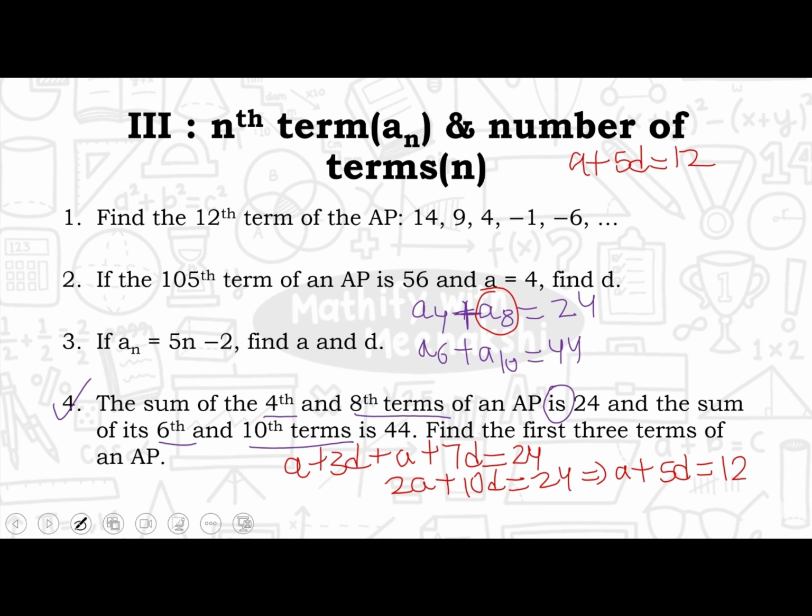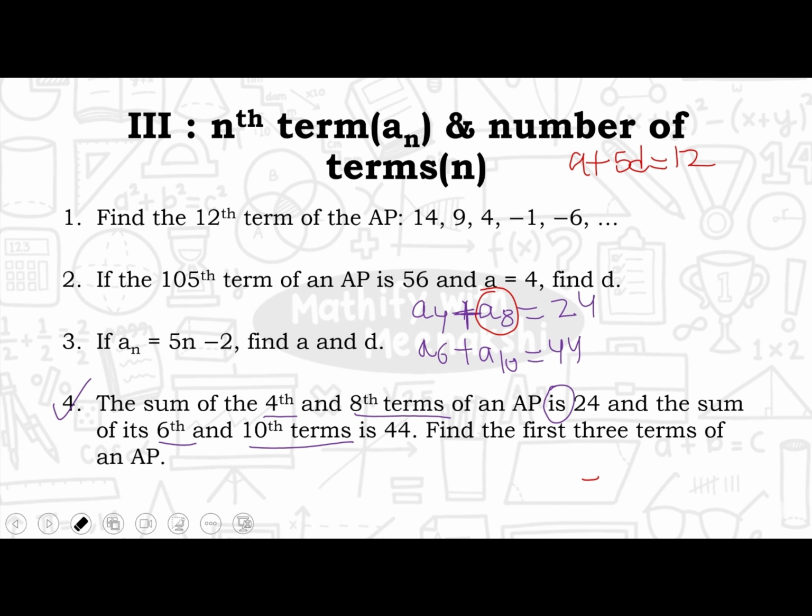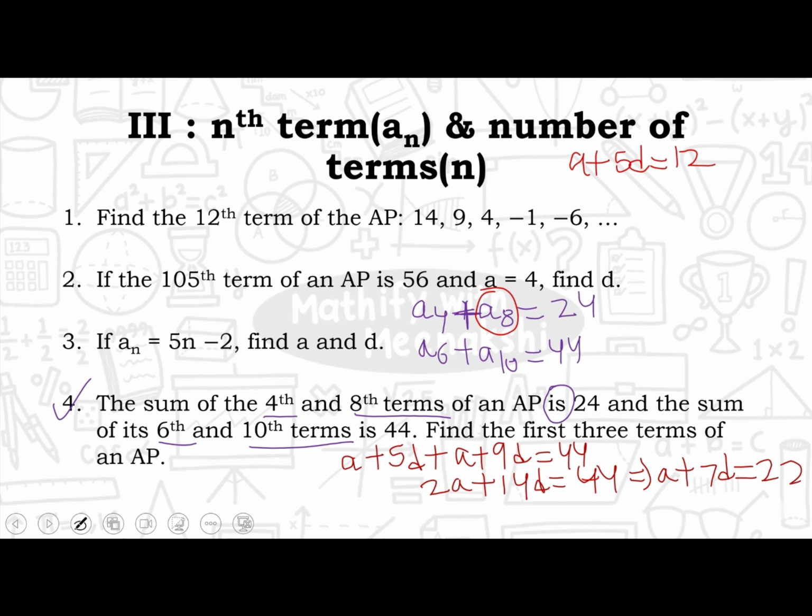Now we'll solve the second, that is a6 plus a10 is equal to 44. So let's solve this. What is a6? It's a plus 5d. a plus 5d plus what is a10? a plus 9d is equal to 44. Again, you will add the like terms. a plus a is 2a and 5d plus 9d is 14d. Again, you will divide that by 2. So you will get a plus 7d is equal to 22. This is your second equation. So I'm again writing here my final equation. a plus 7d is equal to 22.